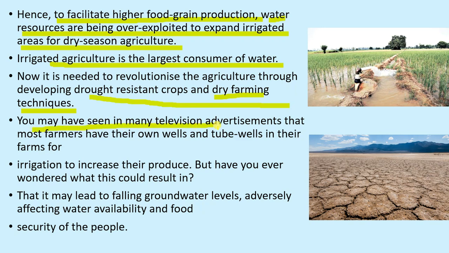You may have seen in many television advertisements that most farmers have their own tube well in their farm for irrigation to increase their produce. But have you ever wondered what this could result in? As more and more use of irrigation facility will be there, that much use of underground water will be, and it may lead to falling groundwater level, adversely affecting water availability and food security of the people. So this way, it is obvious to face future problems.